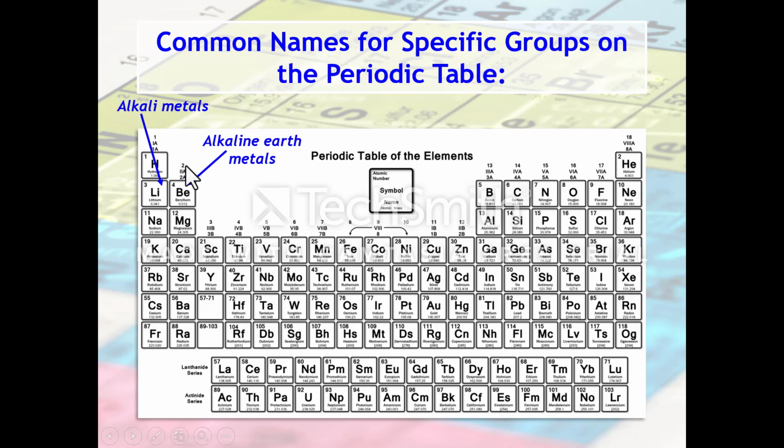Then we have group 2. These are our alkaline earth metals. Okay? And then we're going to jump over here. So we have group 17 or 7A. So you'll hear me referring to both of these in class. So remember that we have 17 and we have 7A. So these are the halogens. And then 18 or 8A, we have noble gases.